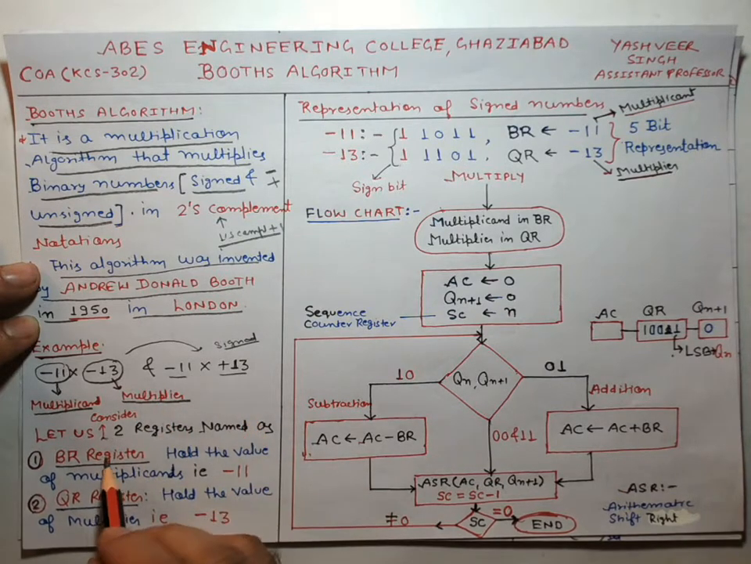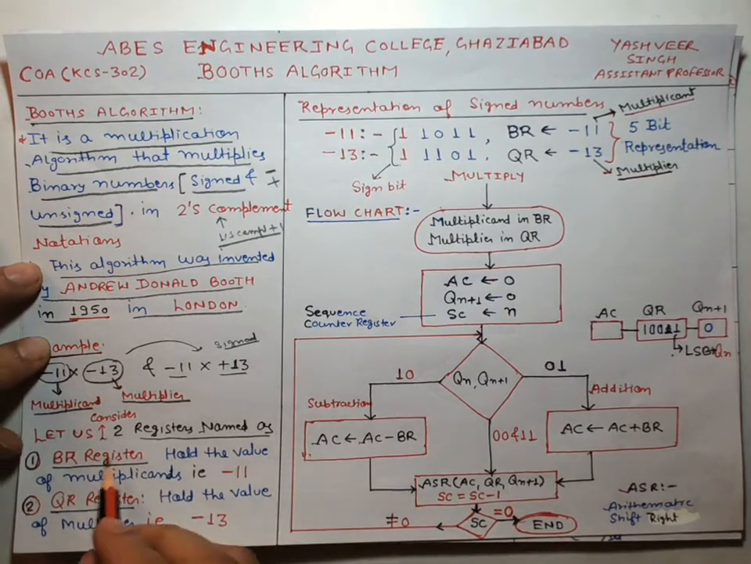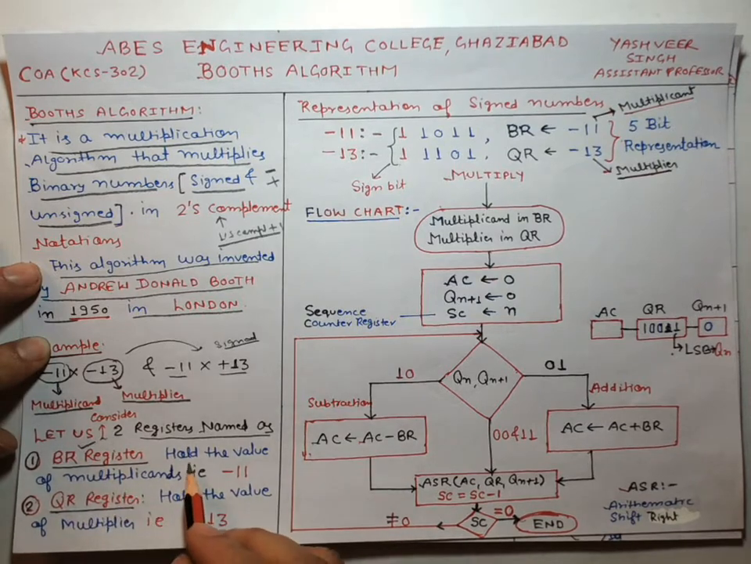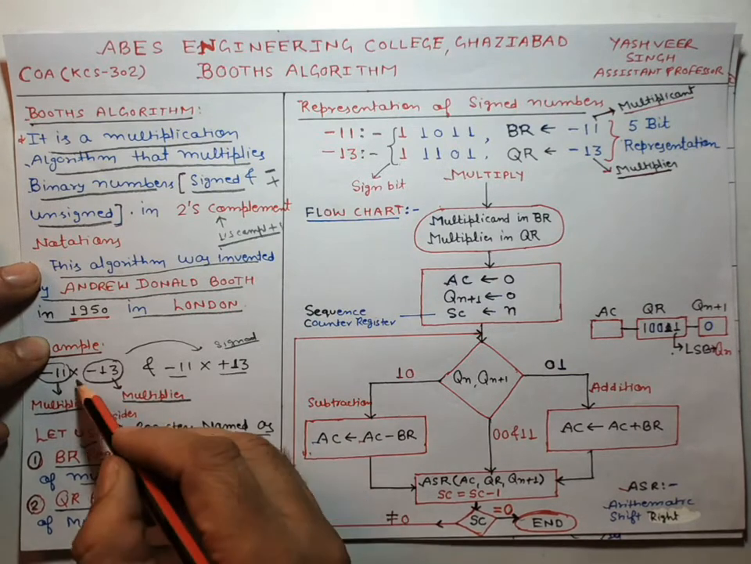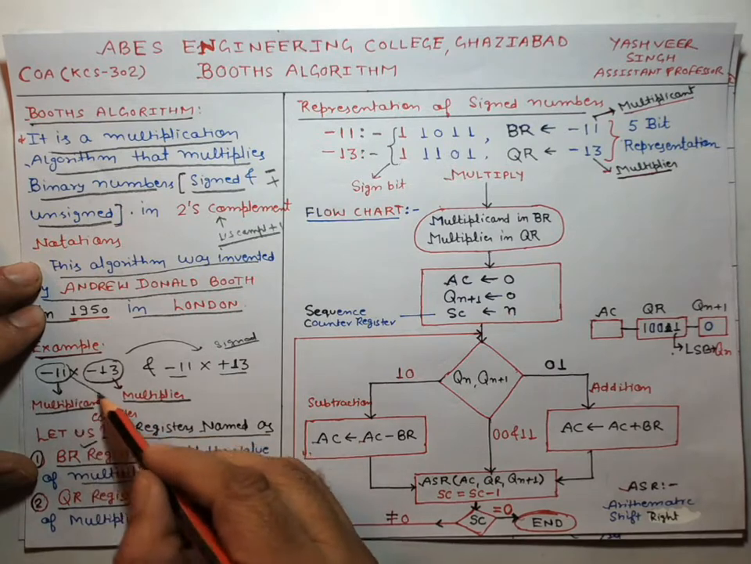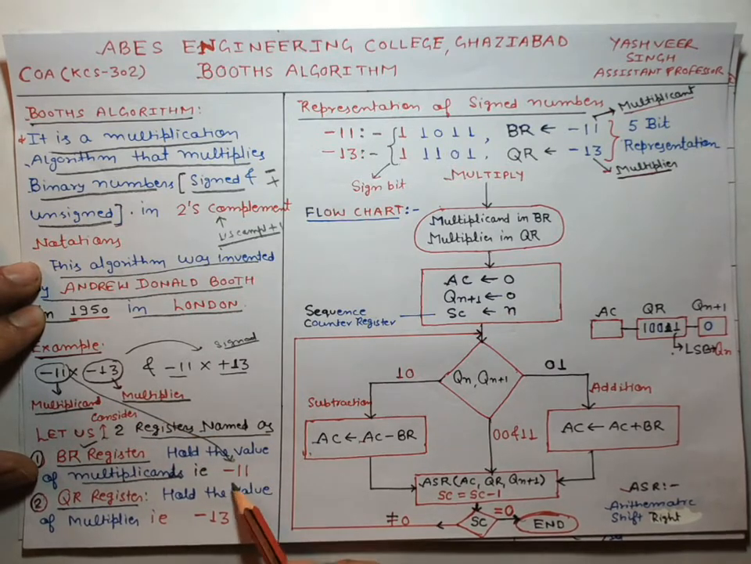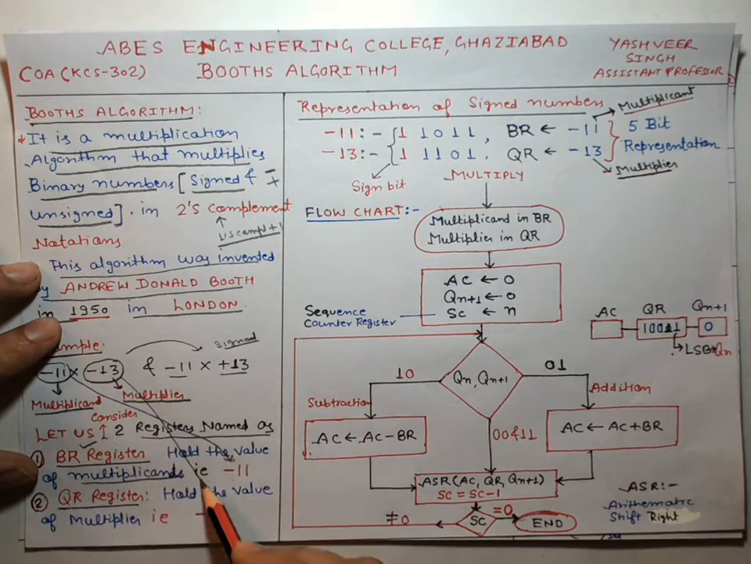Let us consider two registers. The BR register holds the value of the multiplicand, which here in this example is minus 11. BR holds the value of minus 11. Another register is the QR register, which holds the value of the multiplier. The multiplier here is minus 13.